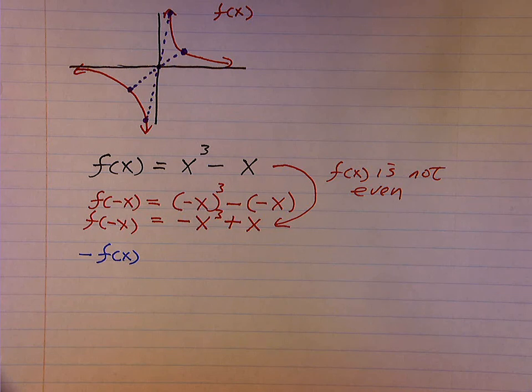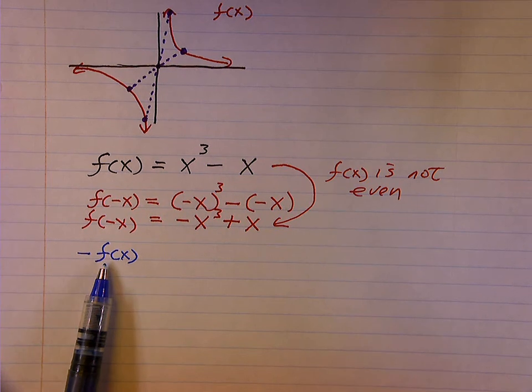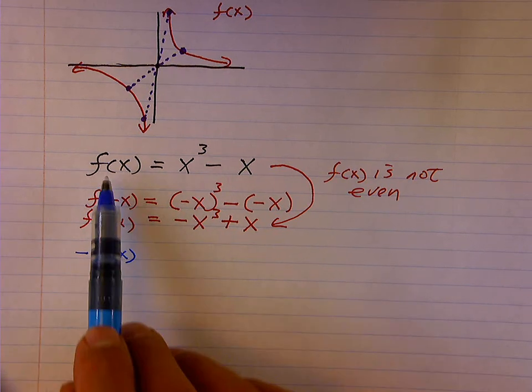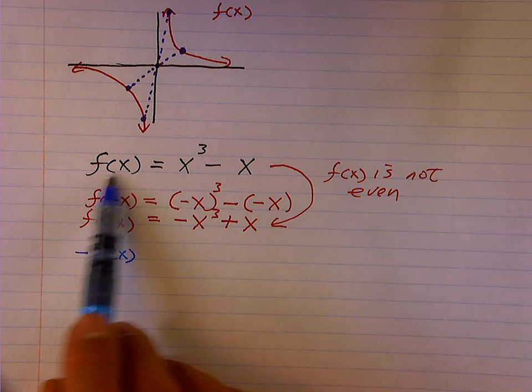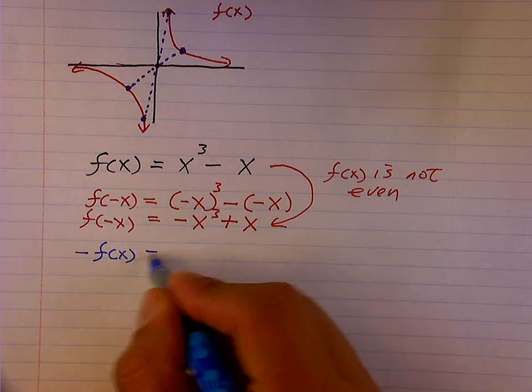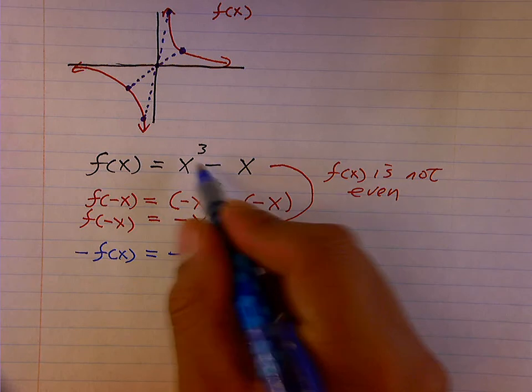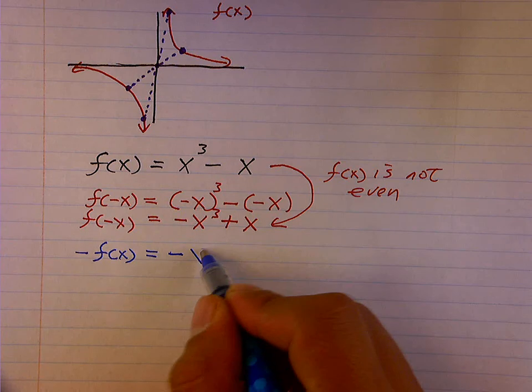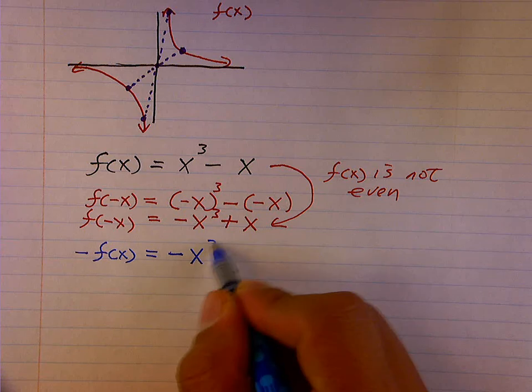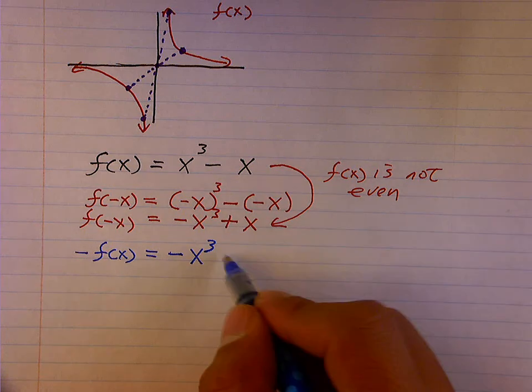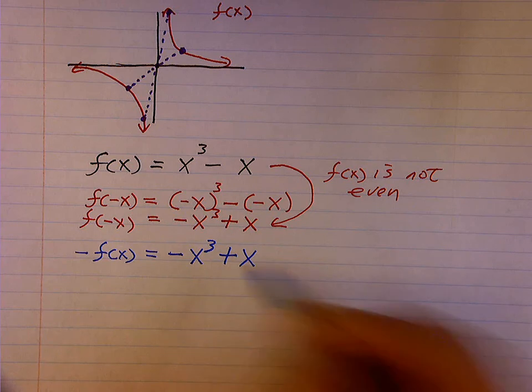negative f of x. What do I mean by calculate negative f of x? Another way of interpreting what is written down here is change the signs of everything in f of x. So here's f of x, and I'm going to change the sign of everything. So I'm just going to put a negative through everything. So x cubed becomes negative x cubed. Negative x becomes positive x.